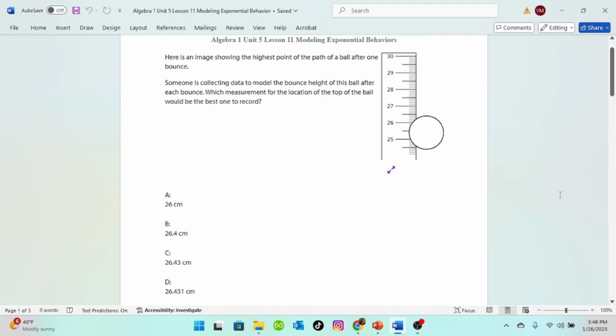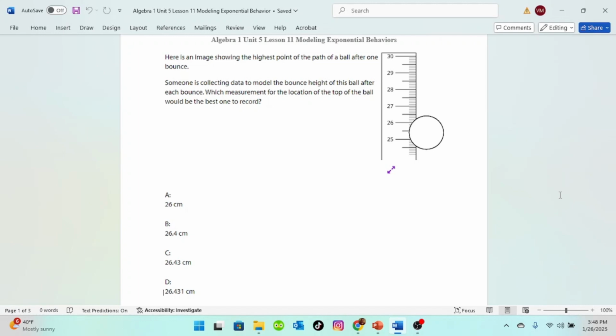Now we can begin on the Unit 5 Lesson 11 practice problems. Here is an image showing the highest point of the path of a ball after one bounce. Someone is collecting data to model the bounce height of this ball after each bounce. Which measurement for the location of the top of the ball would be the best one to record?